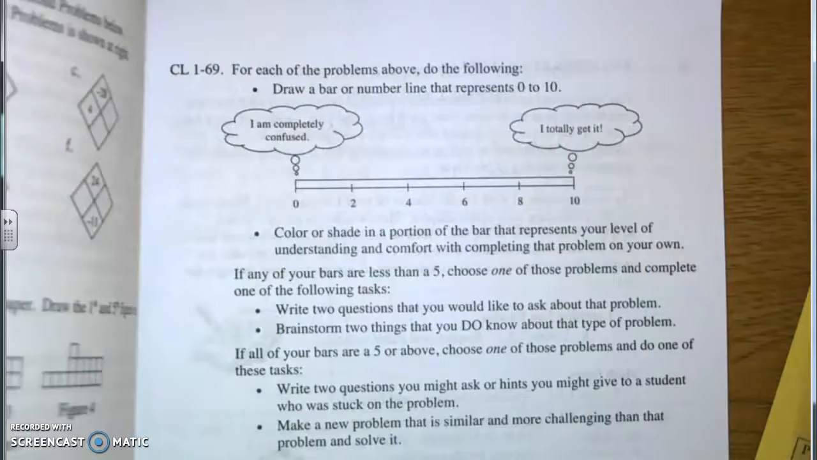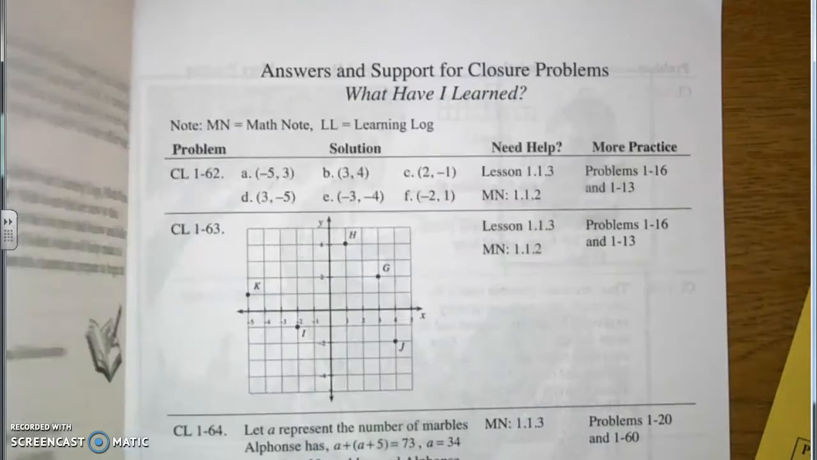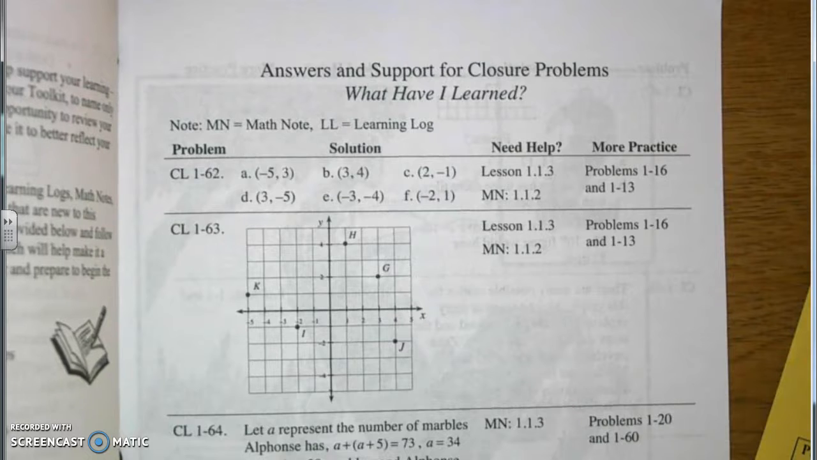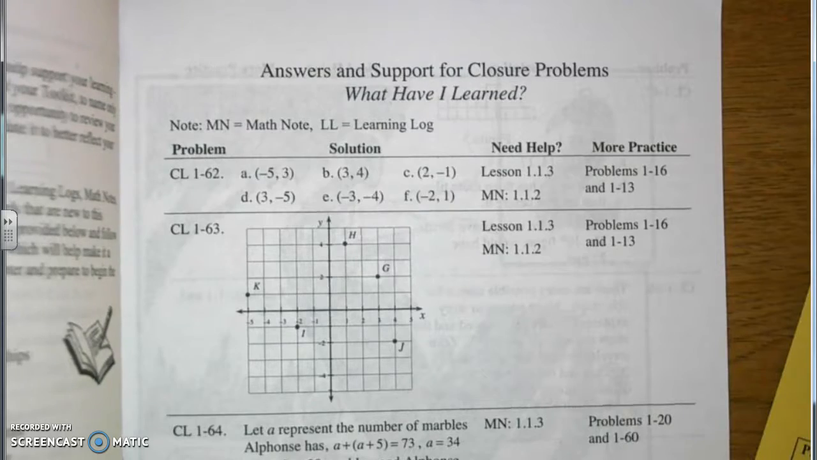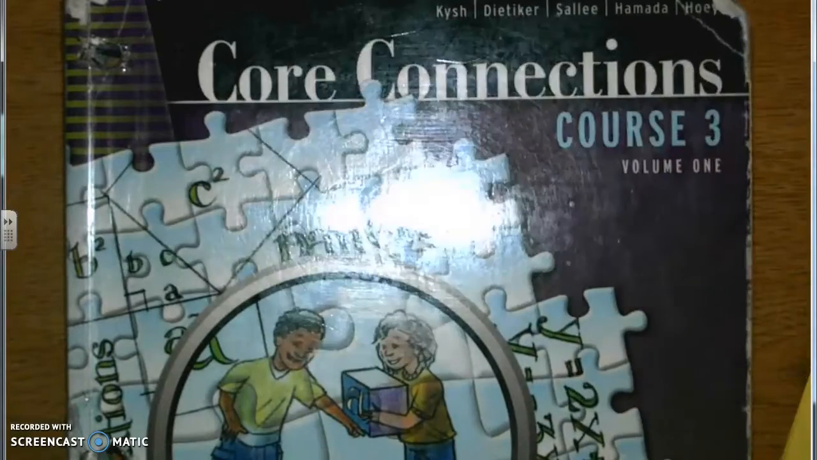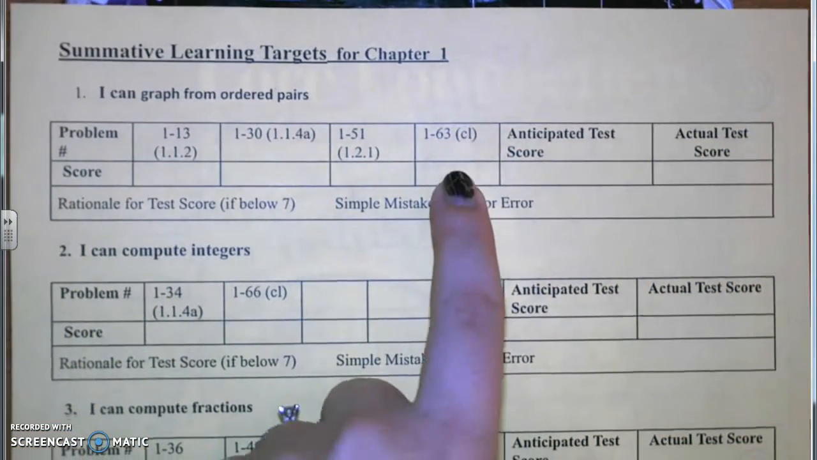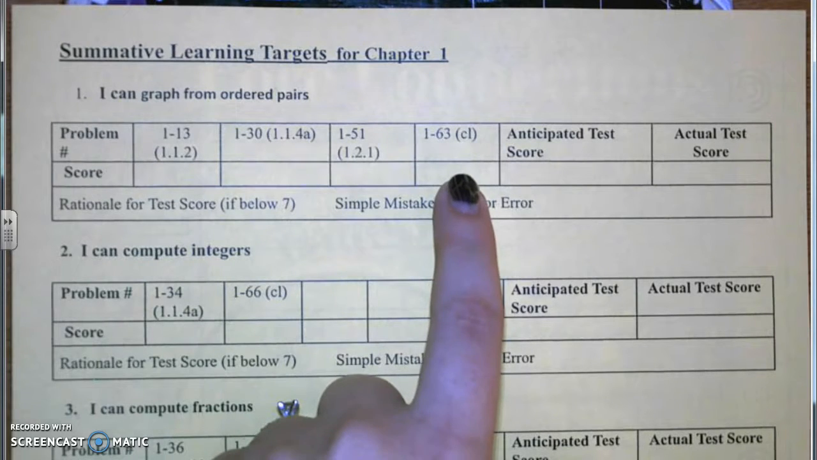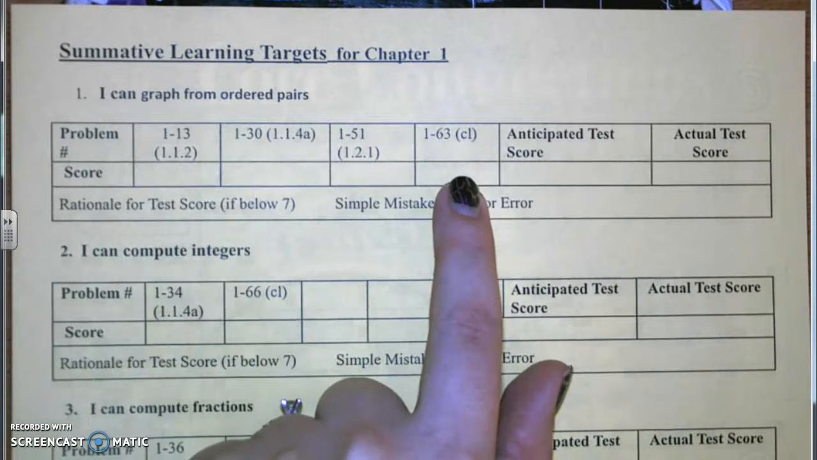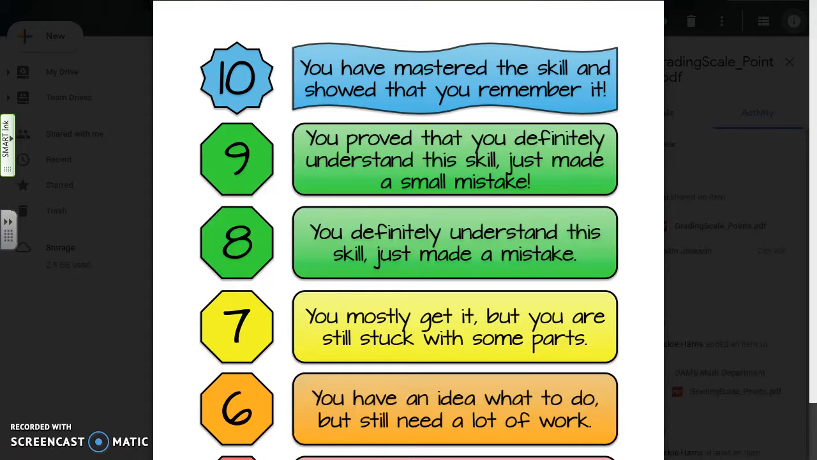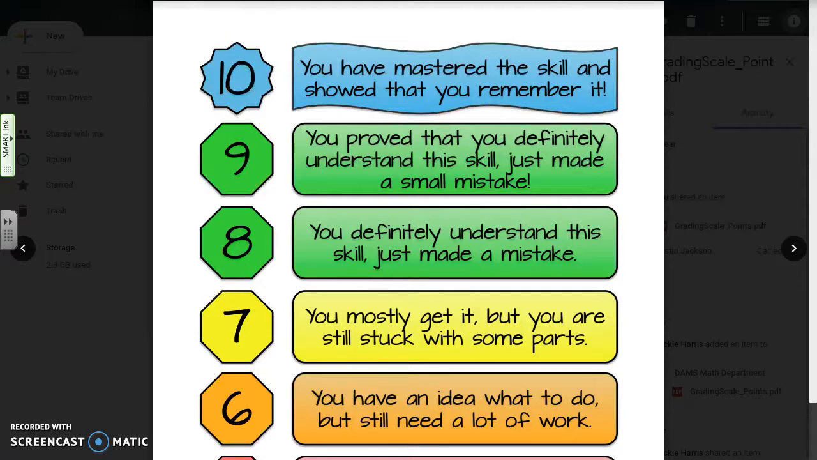When you finish with your closure, the next step is to correct your work. The closure answers are on the very next page, so take your time to correct those problems. Then what you need to do next is get out your sheet and fill in the boxes that have a CL after them. On this sheet there's 3. So I would find 1-63 and I would score it with that 10-point scale that we use, like this. So 10 to 5, where would you fall for the problem that you just corrected?